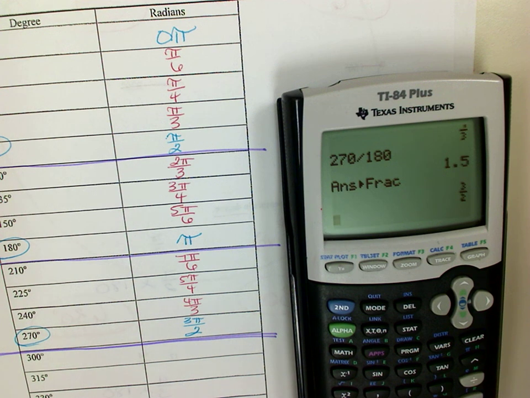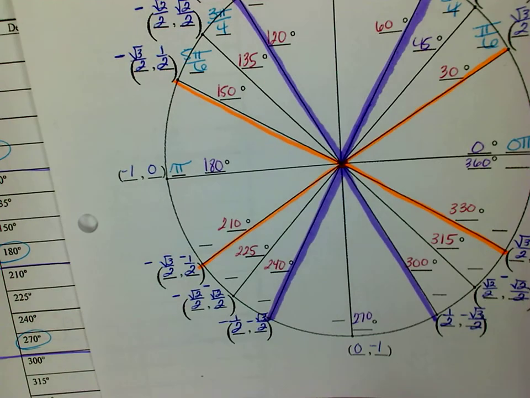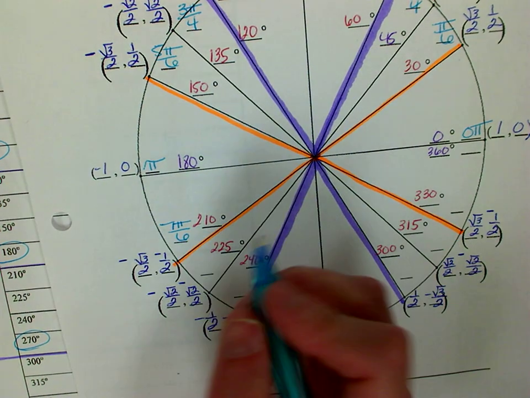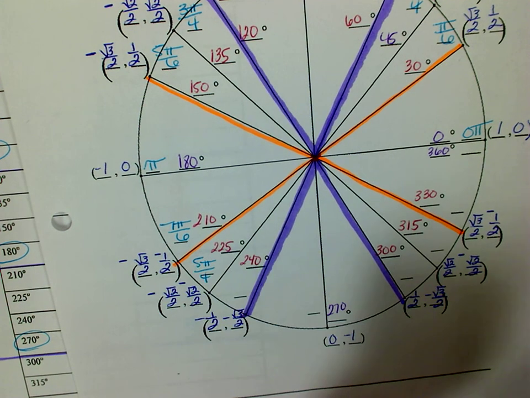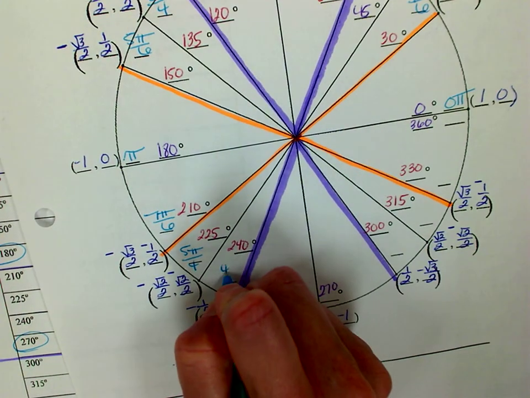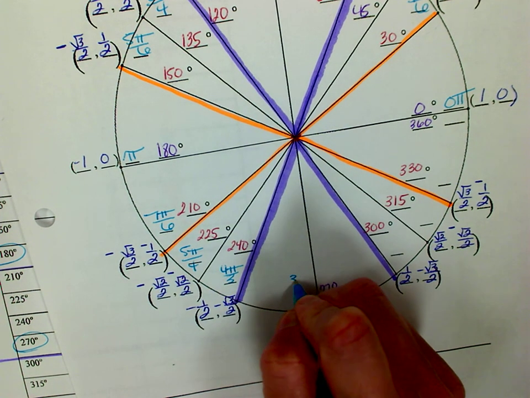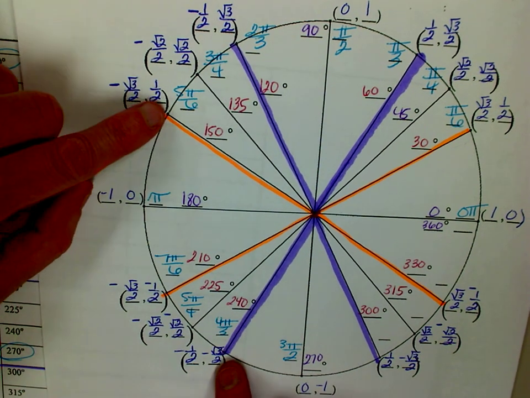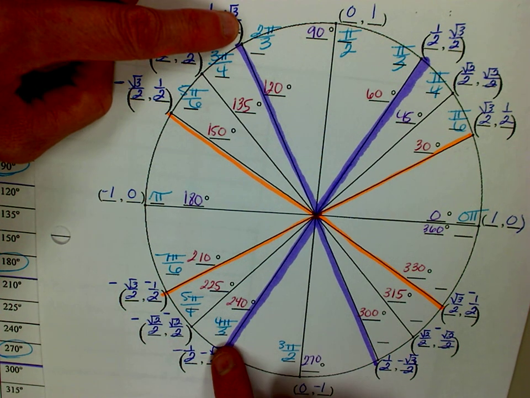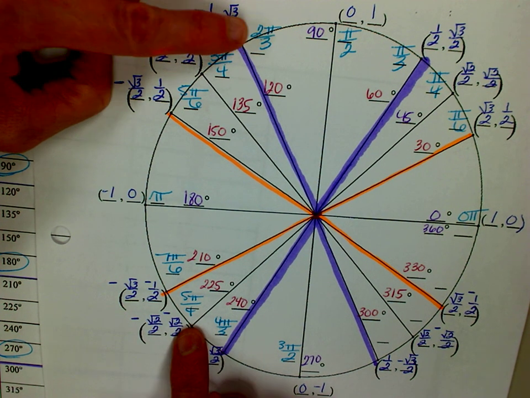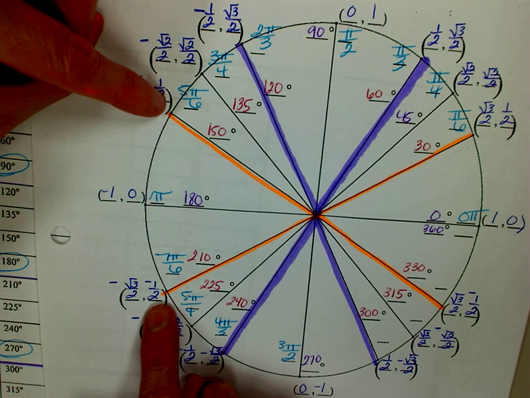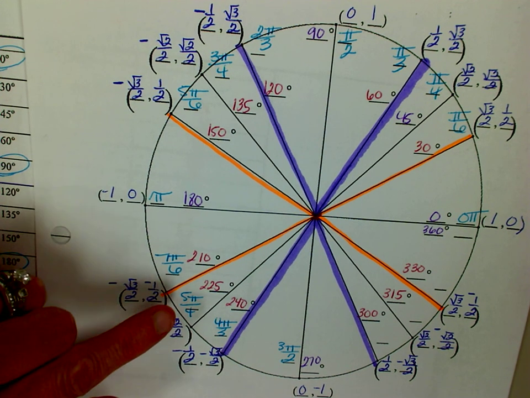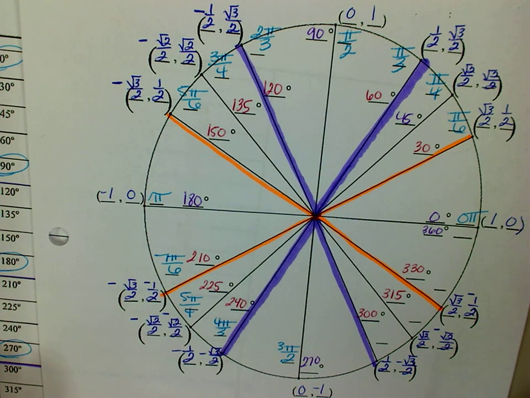Okay, let's add those on to the third quadrant. 7 pi over 6, 5 pi over 4, 4 pi over 3, 3 pi over 2. Okay, same thing. If you look at the purple lines, they have a denominator of 3. The ones in the middle have a denominator of 4. The ones with the orange lines have a denominator of 6. And this time in the third quadrant, the numerator is 1 more than the denominator. Okay, one more quadrant to go.